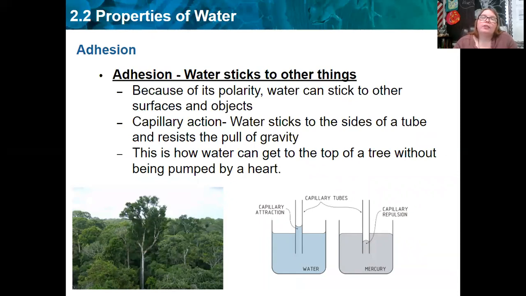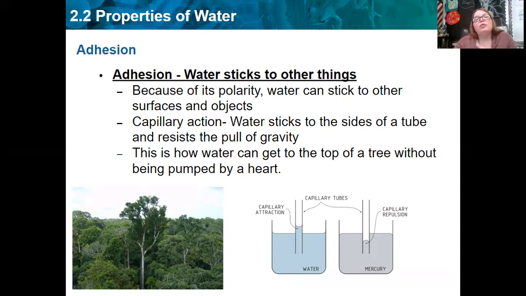Okay, so adhesion. Water sticks to other things. Because of its polarity, water can stick to other surfaces and objects. So this causes something called capillary action, where water sticks to the sides of a tube and resists the pull of gravity. So the water is able to climb up just a little bit.